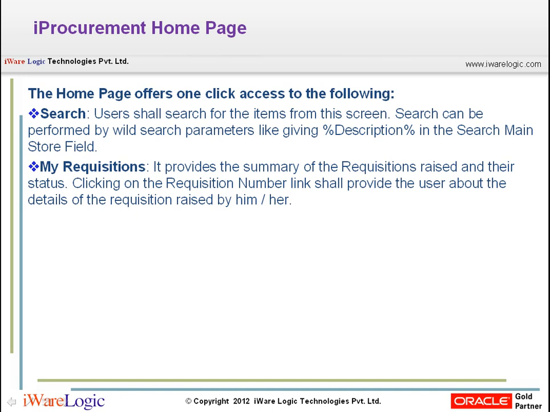The search can be performed using wildcard search parameters like percentage, description, and percentage. In the search main store field or in my requisitions, it will provide the summary of the requisitions raised and their statuses. Clicking on the requisition number link will provide the details related to the requisitions raised by the user in the system.